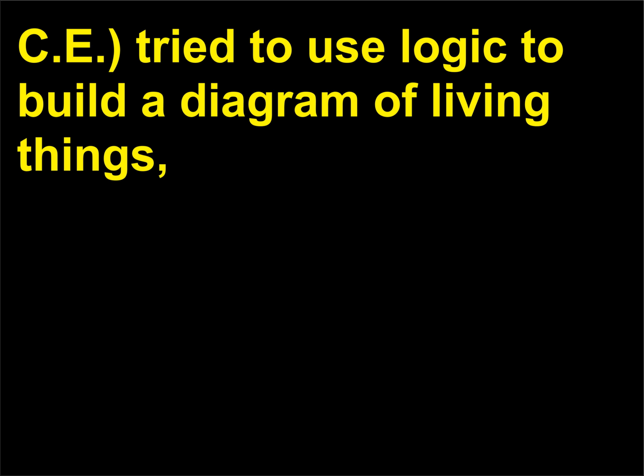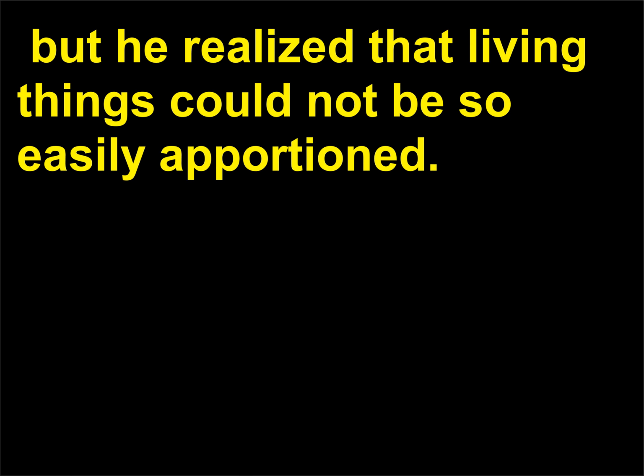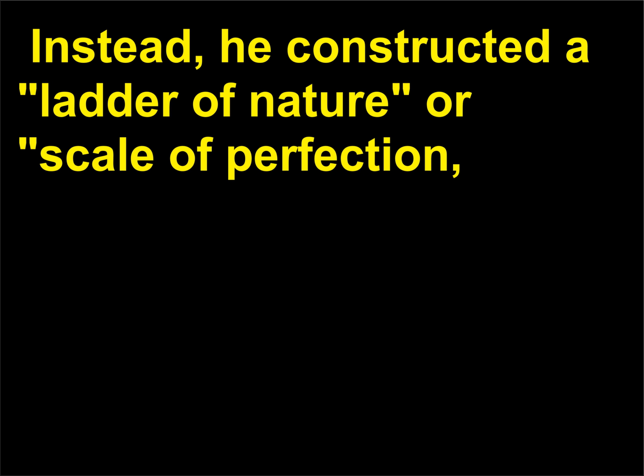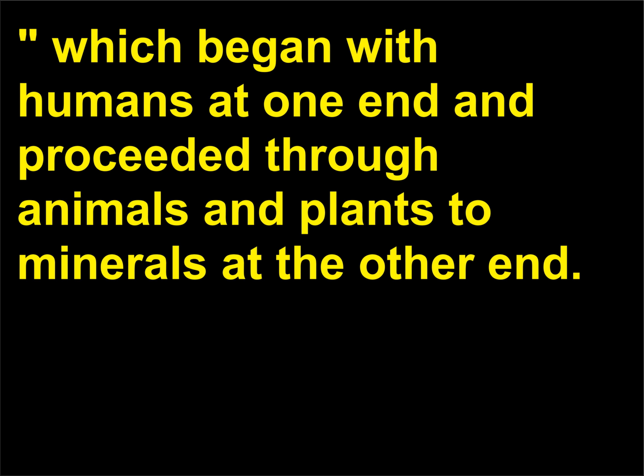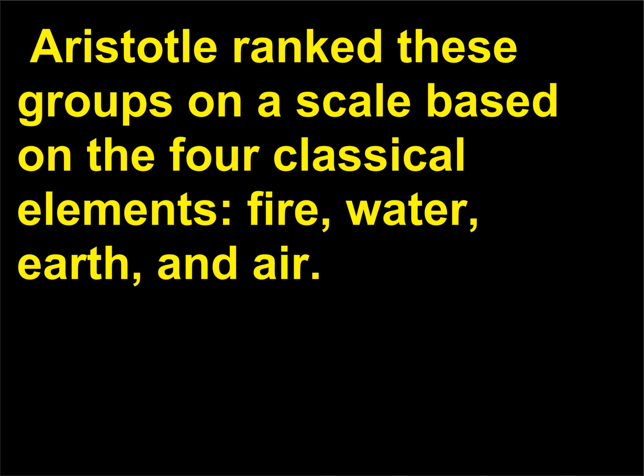Aristotle, 384 to 322 BCE, tried to use logic to build a diagram of living things. But he realized that living things could not be so easily apportioned. Instead, he constructed a ladder of nature or scale of perfection, which began with humans at one end and proceeded through animals and plants to minerals at the other end. Aristotle ranked these groups on a scale based on the four classical elements: fire, water, earth, and air.